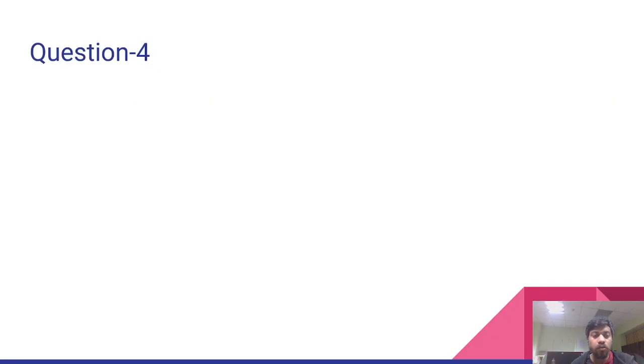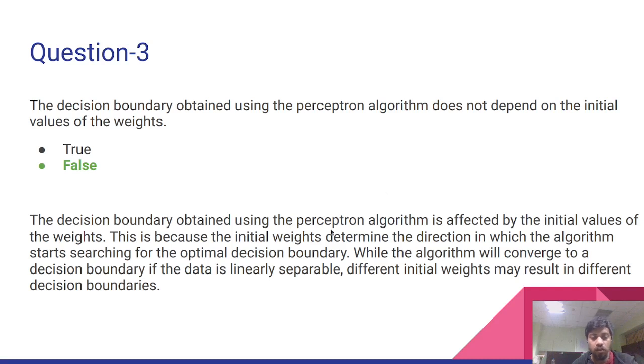The initial weights determine the direction in which the algorithm starts searching for the optimal decision boundary. Even though in all the cases, if it is linearly separable, the model will converge, the initial weights might define a different boundary. So in the training set maybe it will be able to classify, but in the testing set maybe not, depending upon where the testing points are and where the boundary is.